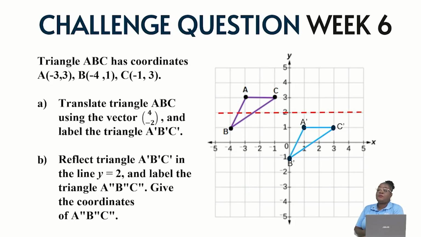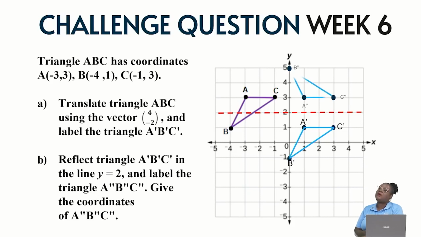Remember, when reflecting an image, the image must be the equal distance from the mirror line. So let us reflect coordinate B. Coordinate B is 3 units on the y-axis from the mirror line. So therefore, it will be 3 units above the mirror line on the y-axis. A is 1 unit from the mirror line, so let us reflect coordinate A prime. And C is 1 unit from the mirror line. Let's reflect C prime.